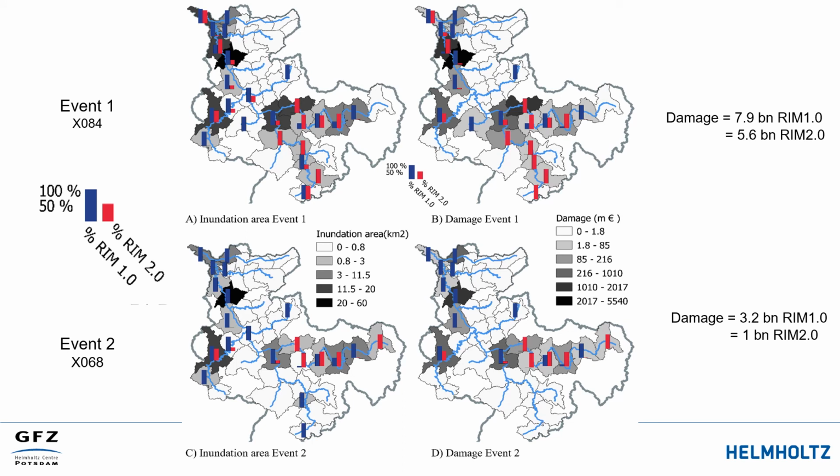This slide shows the spatial distribution of inundation areas and damage for two large events simulated by both models. The values are aggregated for sub-areas, and the color grade represents the absolute value of maximum damage and maximum inundation, while the bars represent the share of each model from the absolute value. For both events, inundation area and damage simulated by RIM1 dominate the lower Rhine, while in event 2, RIM2 does not affect the lower Rhine at all, and that's because of the interactions considered in RIM2 and not considered in RIM1.